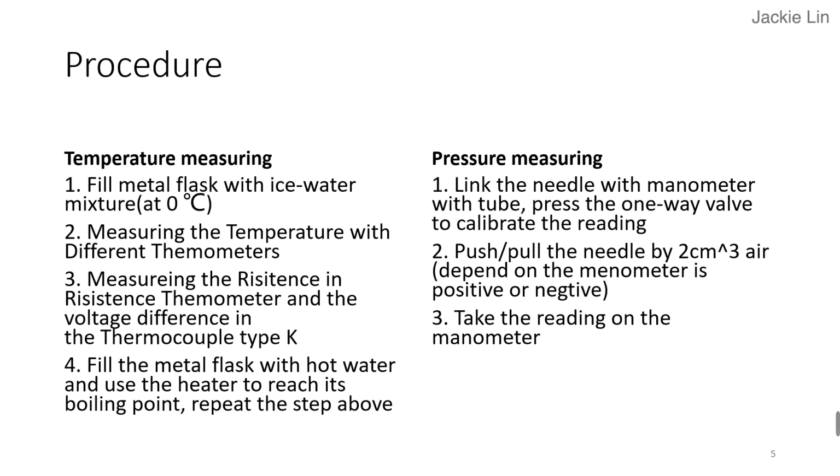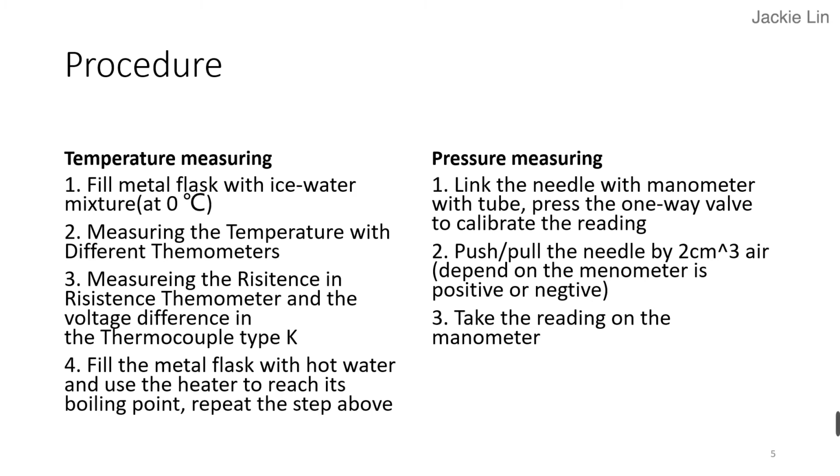So for our experiment procedure, we first fill the metal flask with an ice water mixture and then measure the temperature with different thermometers on the first operation panel. We then measure the resistance in the resistance thermometer and the voltage difference in the thermocouple type K thermometer with the multimeter. We then finally fill the metal flask with hot water and use the heater to reach its boiling point. Repeat all the measuring above.